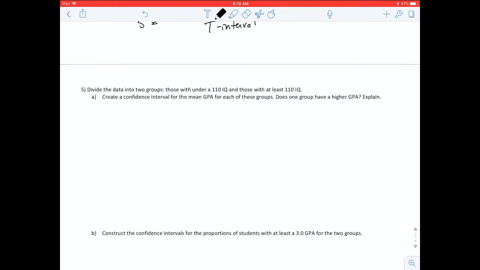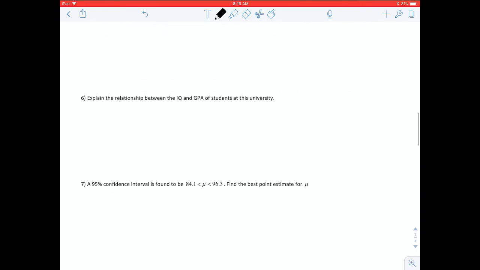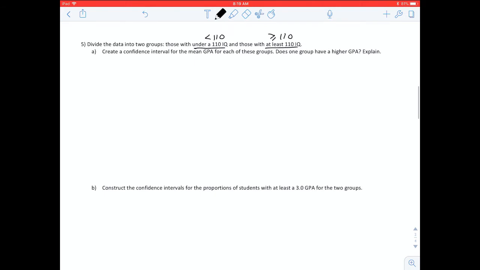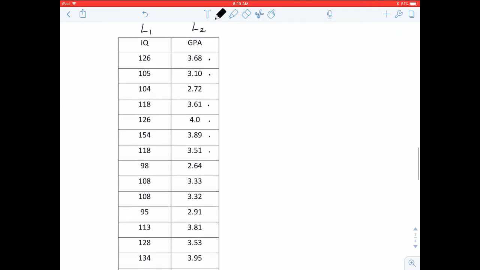Then on to the most challenging question. The reason it's challenging is because first you have to divide the data, those that have under a 110 IQ, and those with at least bigger than or equal to a 110 IQ. So I go over to the data, and first of all I'm going to look at this group, the ones that are less than 110.